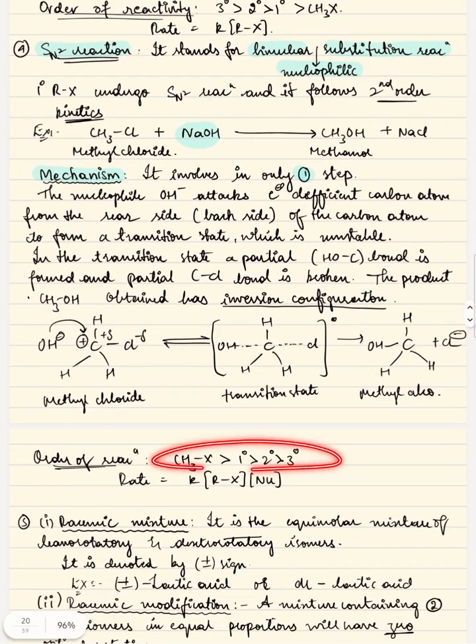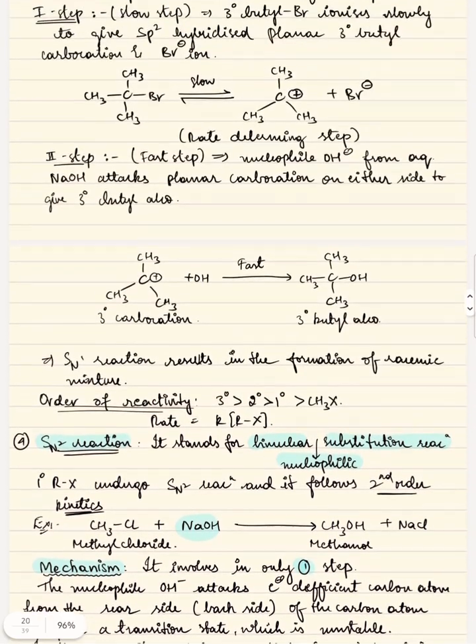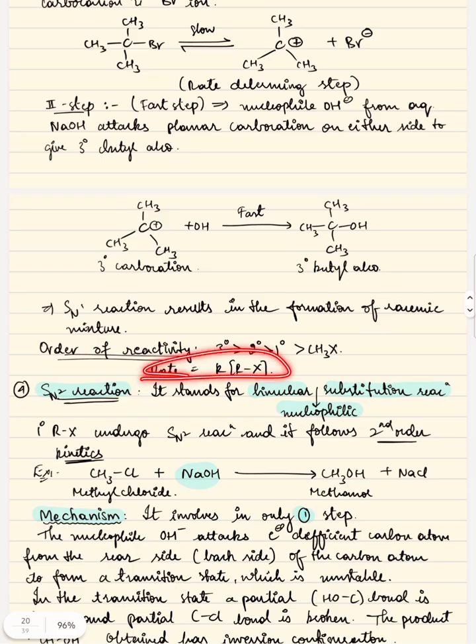The order of reactivity is opposite to SN1. Here it is CH3X first, and then primary, and then secondary, and then tertiary. Rate is k into [RX] into [nucleophile OH minus].